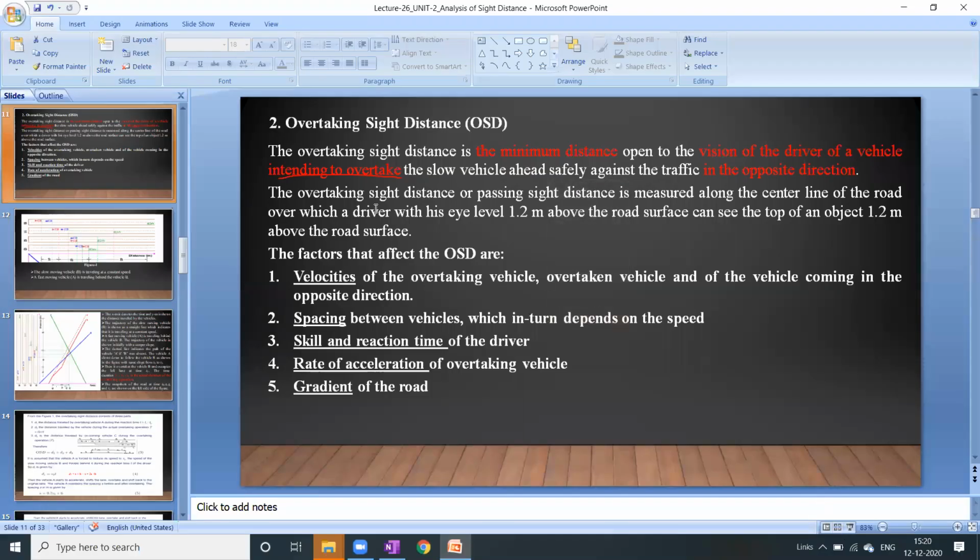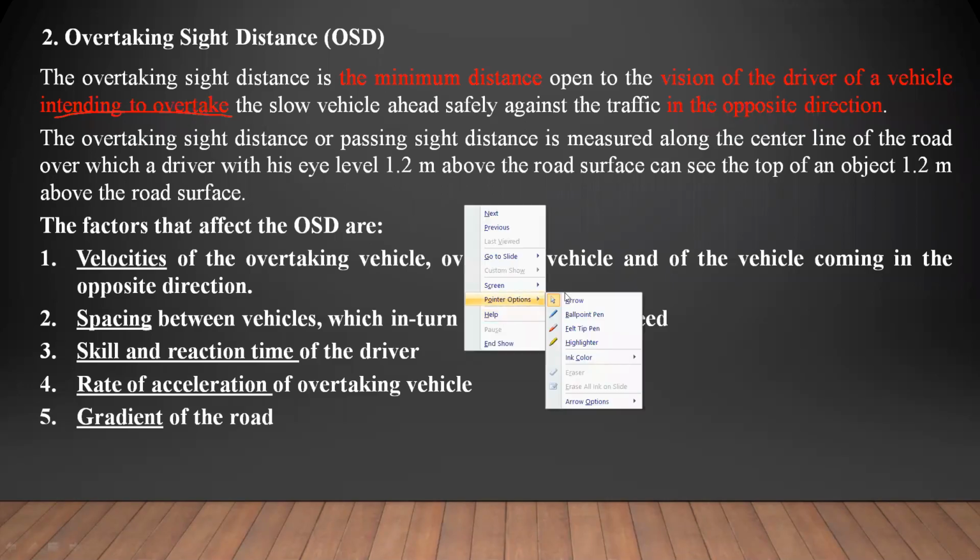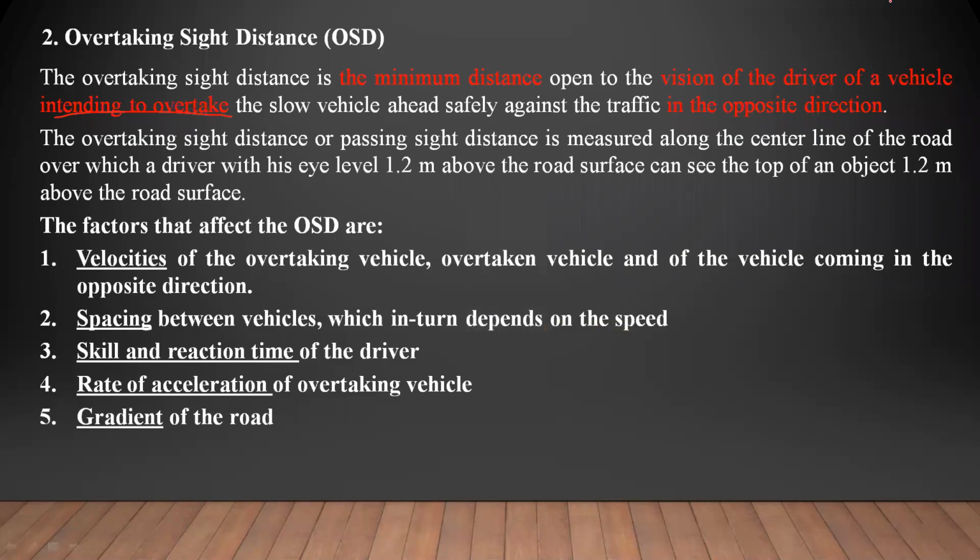Okay. So here the overtaking side distance, or we can also say it as a passing side distance, is measured along the center line of the road, over which the driver with his eye level of 1.2 meter above the road surface can see the top of the object above the road surface. So what are the factors which affect the overtaking side distance?